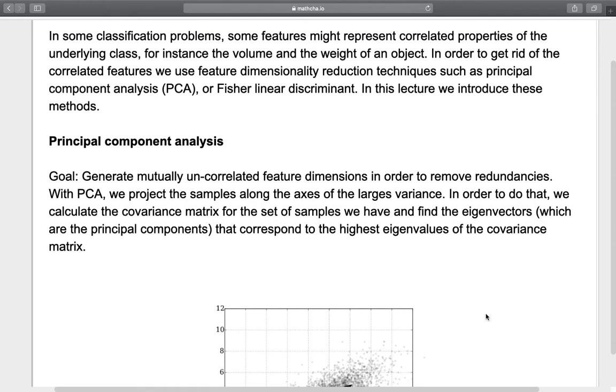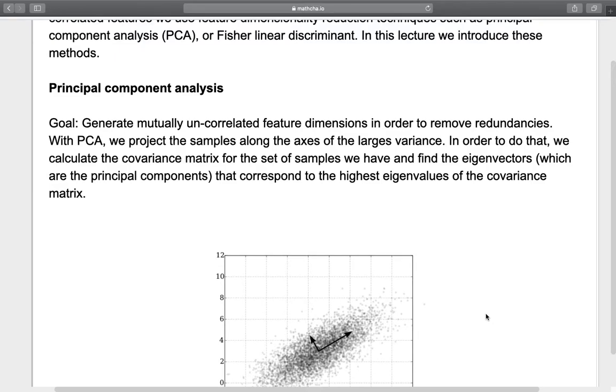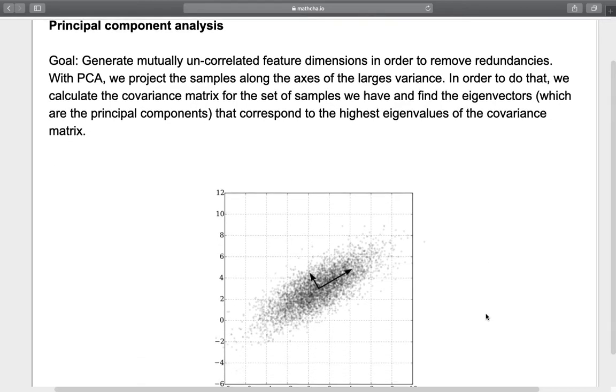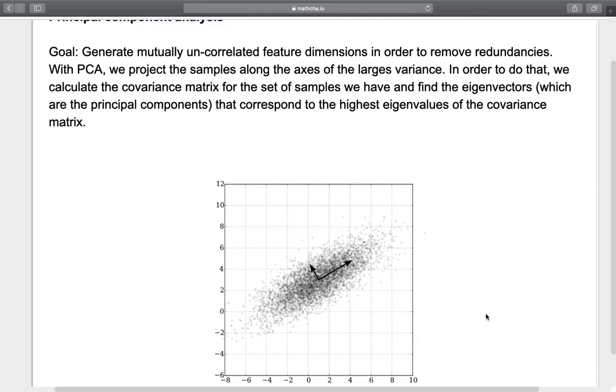First of all, we will talk about principal component analysis. Here, with principal component analysis, our goal is to generate mutually uncorrelated feature dimensions in order to remove redundancies. With PCA, we project our samples along the axis of the largest variance. In order to do that, we calculate the covariance matrix for the set of samples we have and find the eigenvectors that correspond to the highest eigenvalues of the covariance matrix.